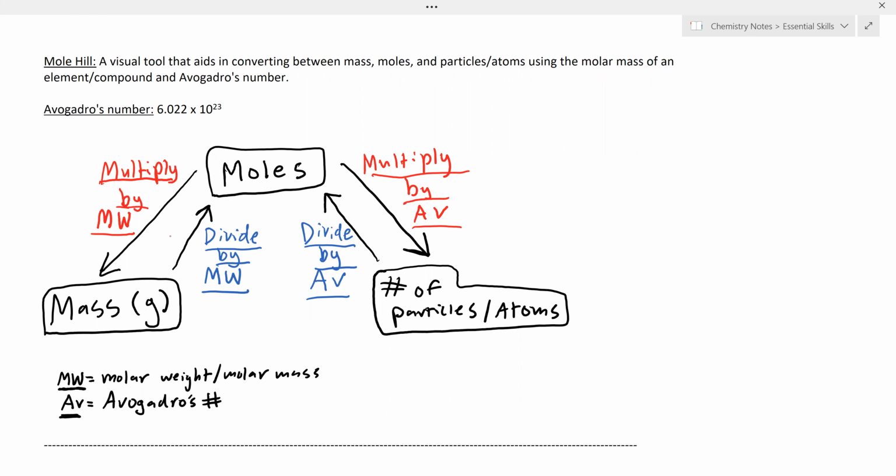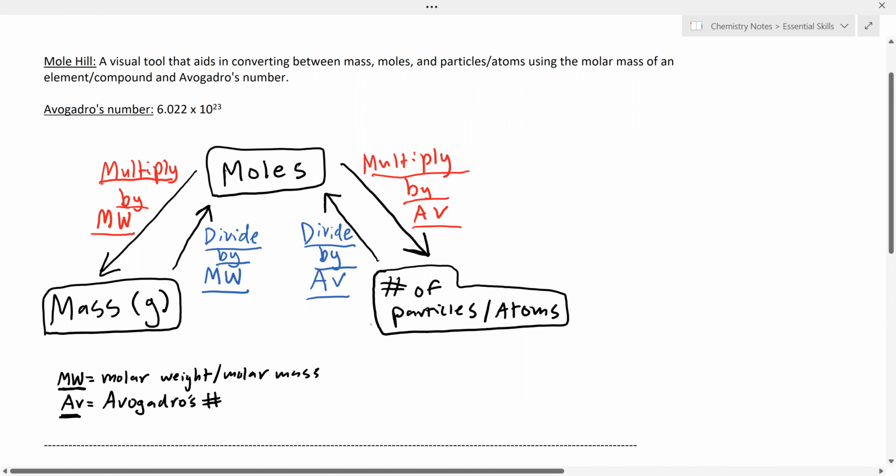This video says it. Okay, so when you're going from mass to moles, you divide by the molar weight. When you go from moles to mass, you multiply by the molar weight. And when you go from particles/atoms to moles, it's dividing by Avogadro's number.